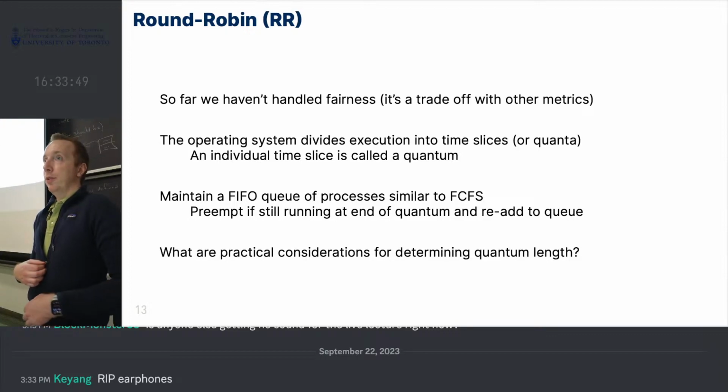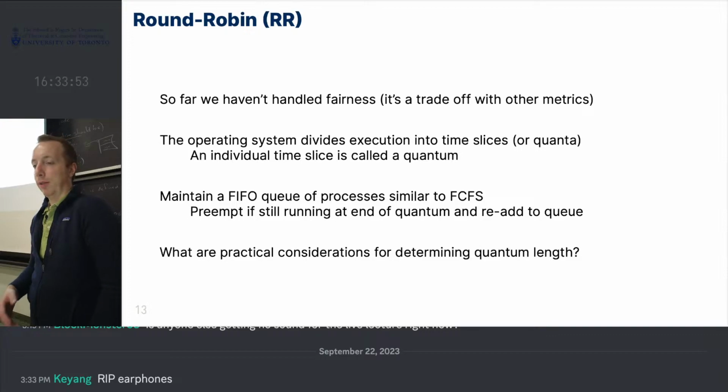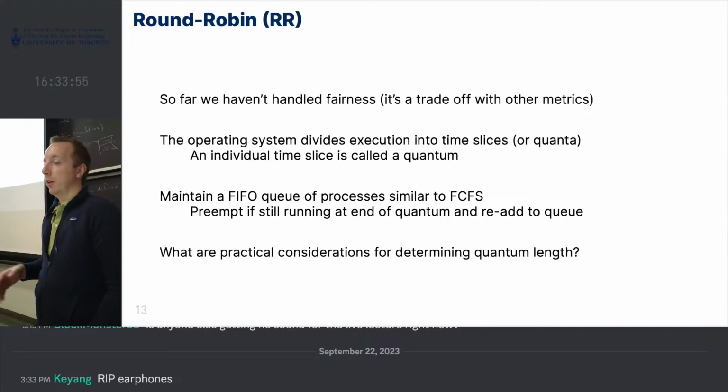So it's just a queue again, but it's a queue that goes around and around. You maintain a FIFO queue similar to first come, first serve, except that each process only executes for a certain time slice. At the end of its time slice or quantum, it gets re-added to the end of the queue. So it just goes to the back of the line. And then we just pick the next process at the front of the queue and go on again.